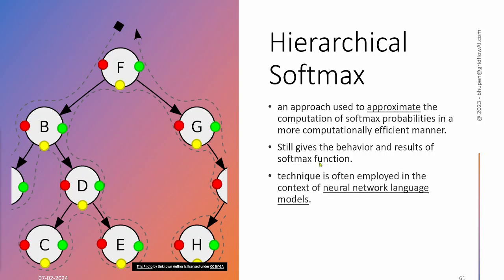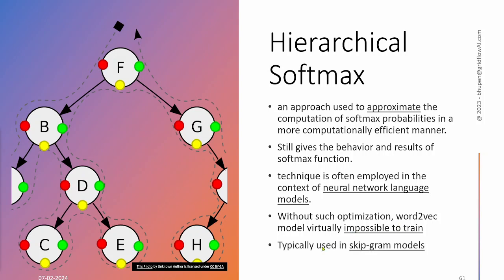This technique is also applied not just in Word2Vec training or word embedding. It is a general concept. It can be applied in many other applications of neural nets, but mostly it is quite popular in language models. Now, one point to note: without this kind of optimization, it may be almost infeasible or impossible to train a Word2Vec model. And we use hierarchical softmax in skip-gram models.